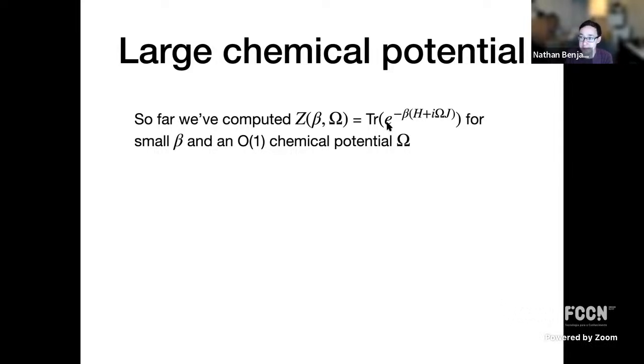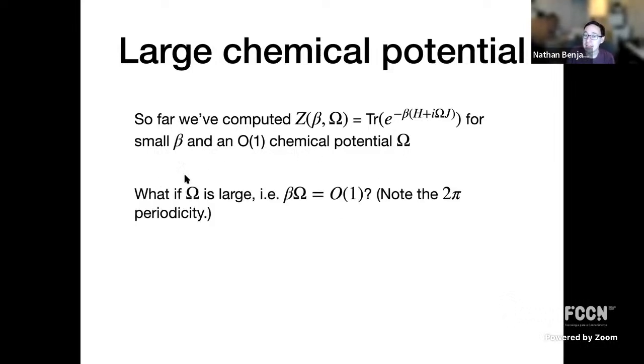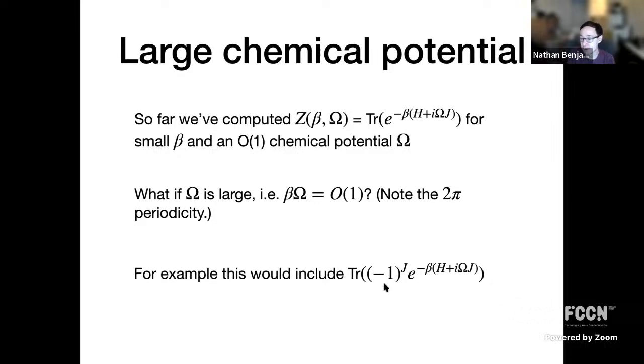In 2 dimensions, we did this using a more complicated modular transform. But in higher dimensions, obviously, we don't have SL(2,Z). So in higher dimensions, how can we get access to this spin-refined information, like even states minus odd states, or spin discrimination mod 3, mod 4, mod 5, whatever? So far, we've been computing this partition function for small beta and order 1 chemical potential. But now I'd like to compute it when omega is large, so beta omega is order 1. For example, this would include the trace of (-1)^J e^(-beta H + i omega J).